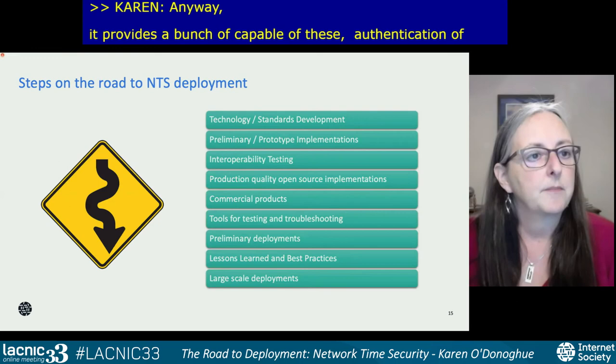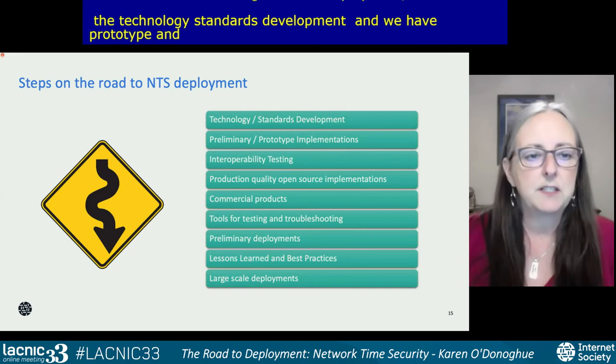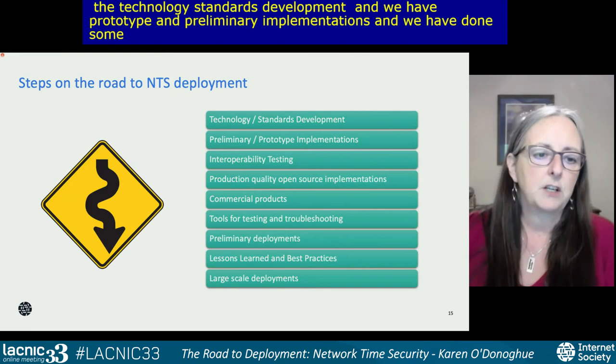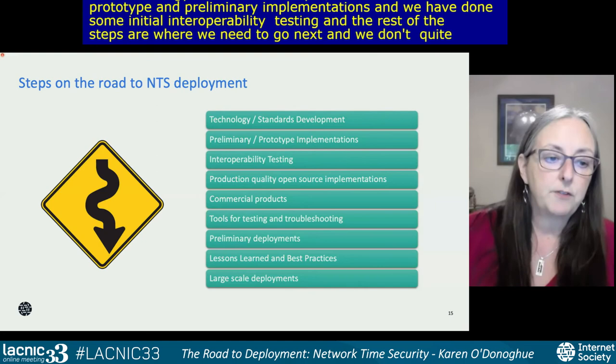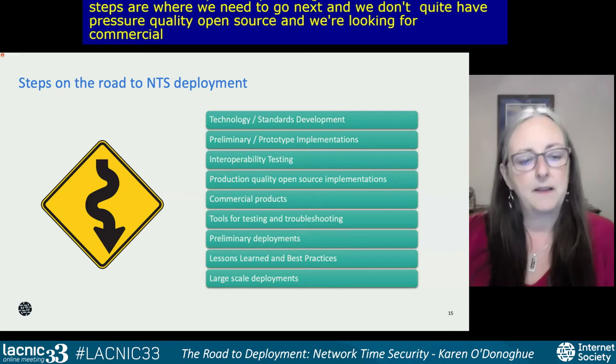From a deployment perspective, there are several building blocks. There's the technology and standards development, which we've got prototype and preliminary implementations. We've done some initial interoperability testing. And the rest of the steps are where we need to go next. We don't quite have production quality open source. We're looking for commercial products. We need to develop tools and troubleshooting. We need to do some preliminary deployments. We need to take that and develop some best practices and then move on to large scale deployments.